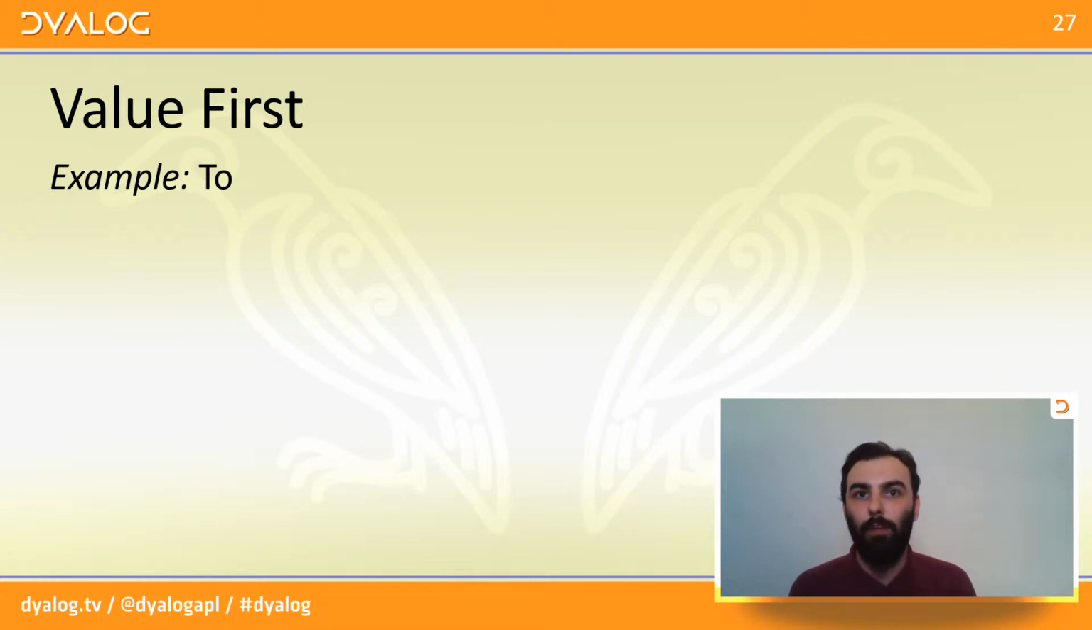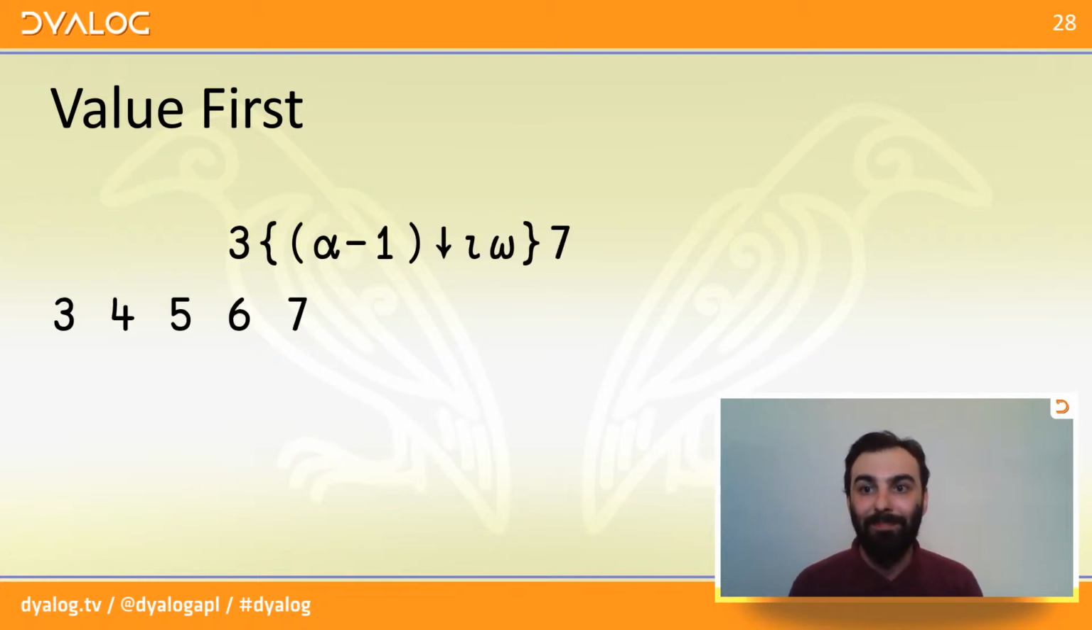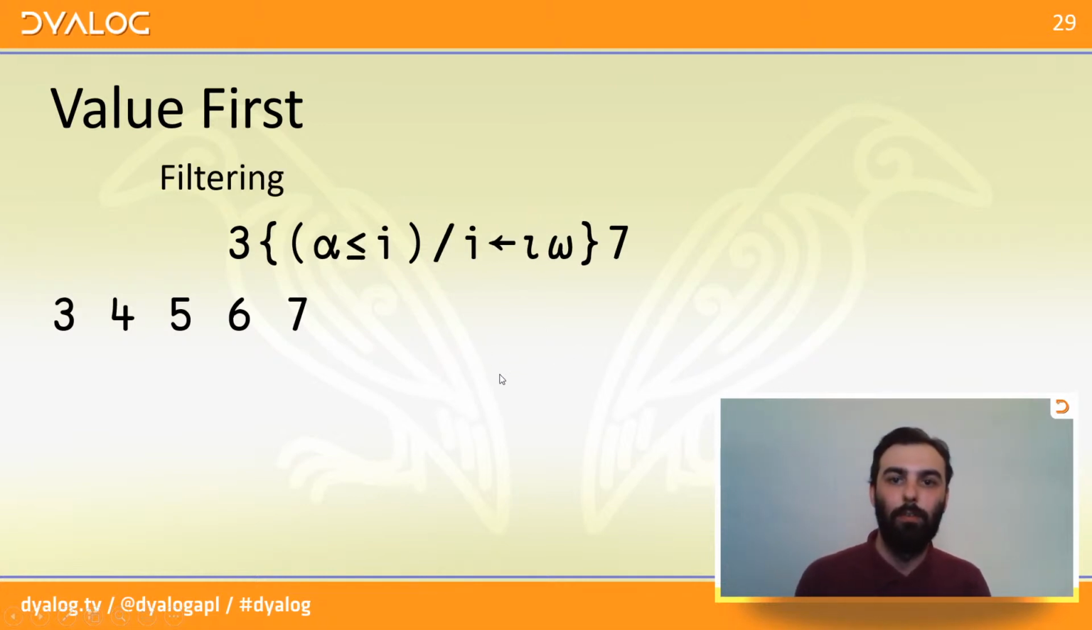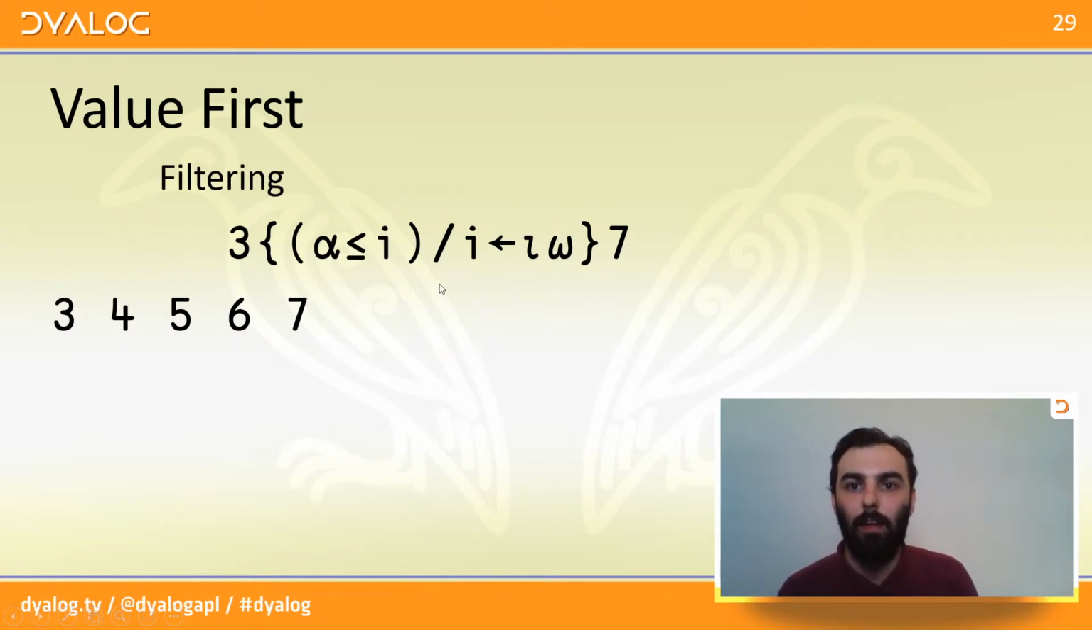So our example is the to function. So find me the integers from alpha to omega inclusive. And here's a value first approach. We generate the values using the index generator iota. So it's numbers from 1 to 7, chop off the first 2. Right? You can also do this with compression instead of the structural functions there. Give me all the numbers 1 to 7, only return the ones which are greater than alpha.